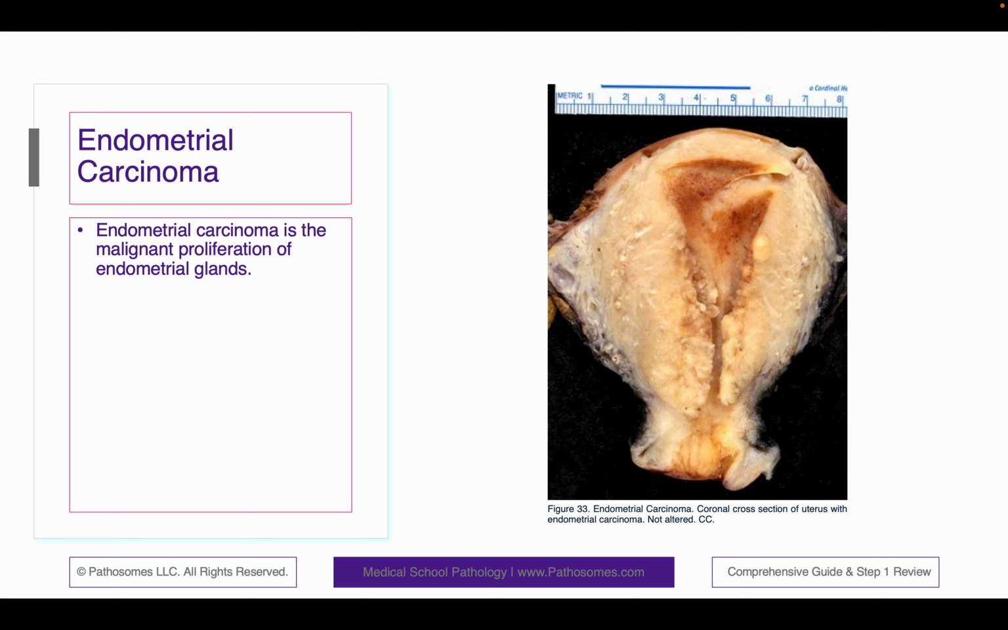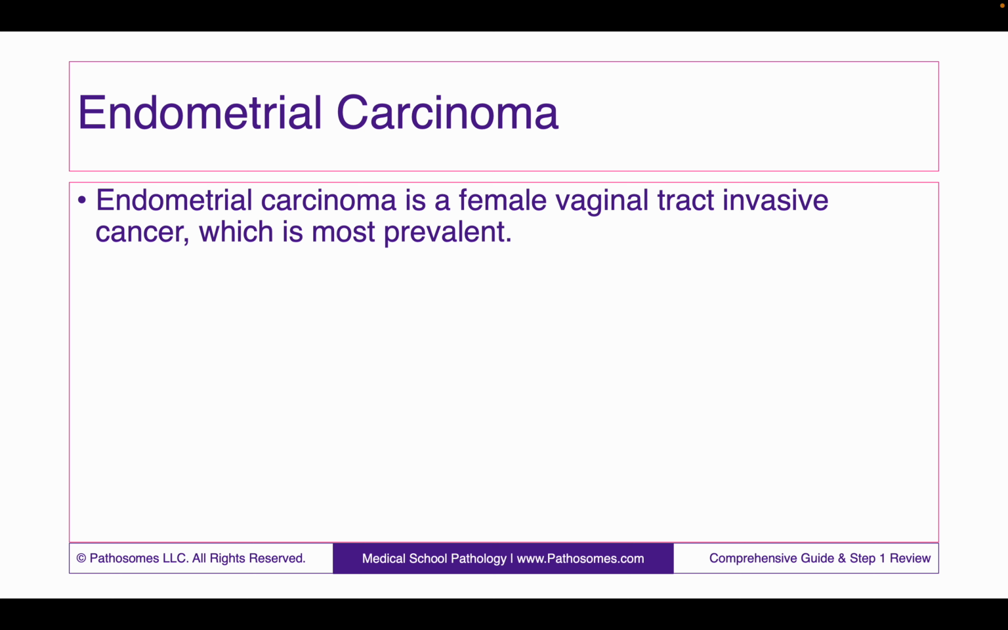You're looking at it. You see the internal uterine cavity. And you see all those protuberant growths and that amorphous nodular white lining. That is the carcinoma. Endometrial carcinoma is the most prevalent invasive cancer of the female genital tract.